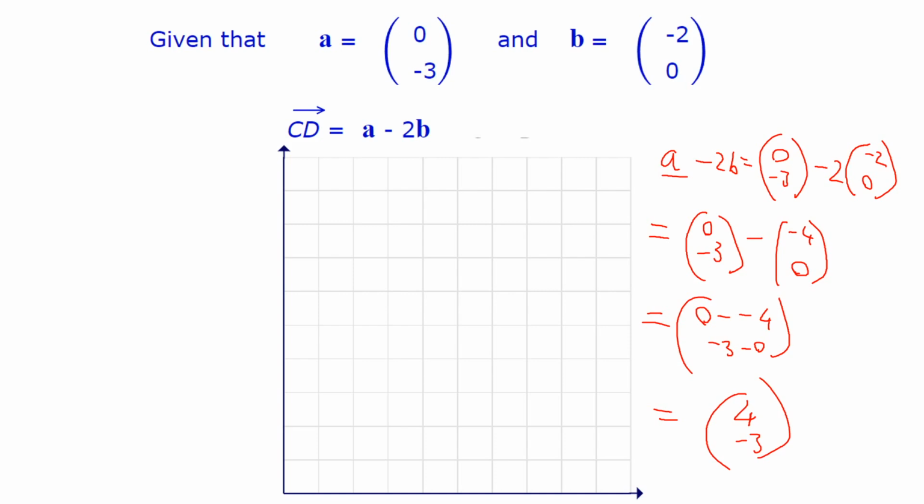Let's plot it on the diagram. So if this is C, then we need to go 1, 2, 3, 4 to the right, and 1, 2, 3 down. So this is D. And we can say that this point here is (4, -3).